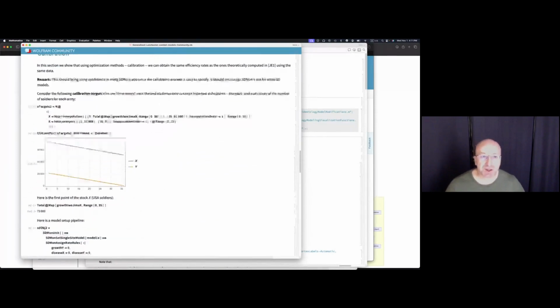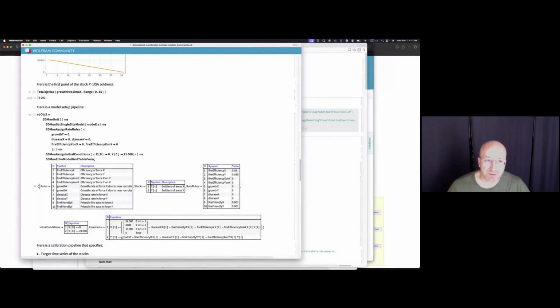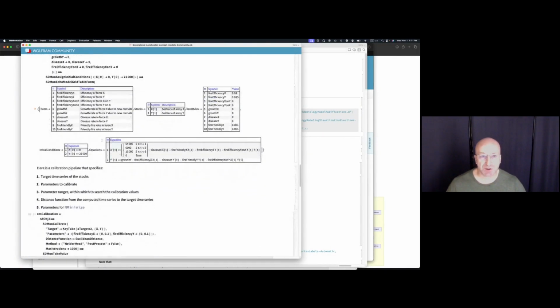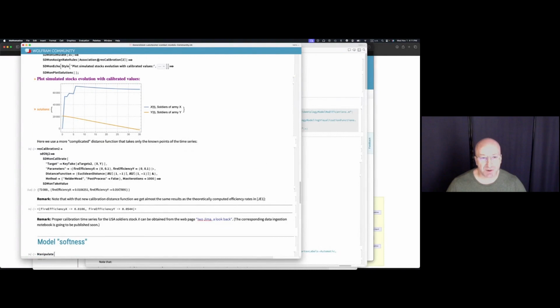It's interesting. Can we actually do it automatically? Can I do it with this framework instead of doing it theoretically? Can I do it computationally using NDSolve and then minimize? And this is what is happening here. Basically, with this calibration process, I'm finding very little difference with the theoretical results.